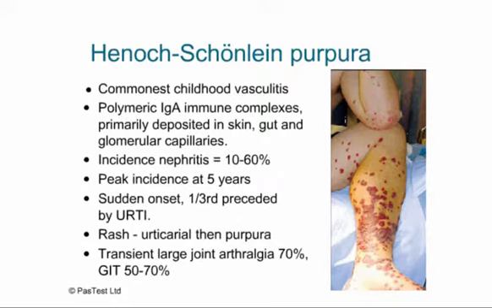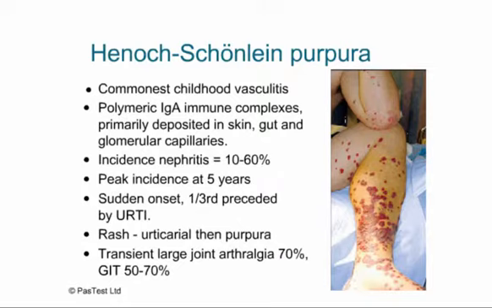The peak incidence of HSP is at around 5 years of age, and it's usually of sudden onset and preceded by an upper respiratory tract infection in about a third of cases. The rash, which typically occurs on the extensor surfaces of the arms and the legs and on the buttocks, begins as tiny urticarial lesions which subsequently become purpuric. The rash can crop and may develop over many weeks or even months.